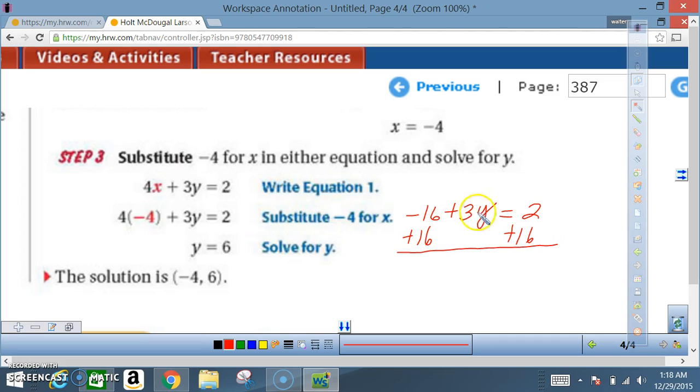All right, it's because I want to get the 3y by itself. That's going to disappear. So now I have 3y is equal to 18. Divide both sides by 3, divide both sides by 3, and y is equal to 6. So my answer is negative 4, 6.